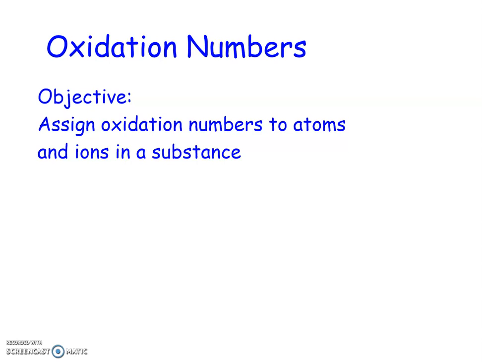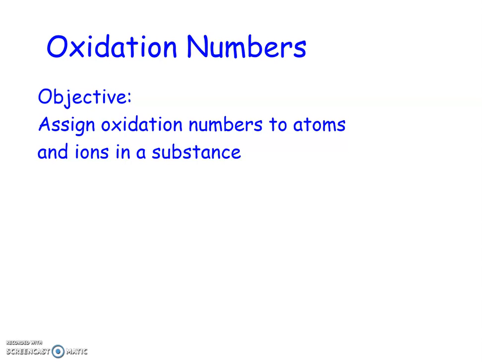By the end of this video, you should be able to assign oxidation numbers to atoms and ions in a substance. Oxidation numbers are a way of keeping track of what's going on with the electrons throughout a chemical reaction.